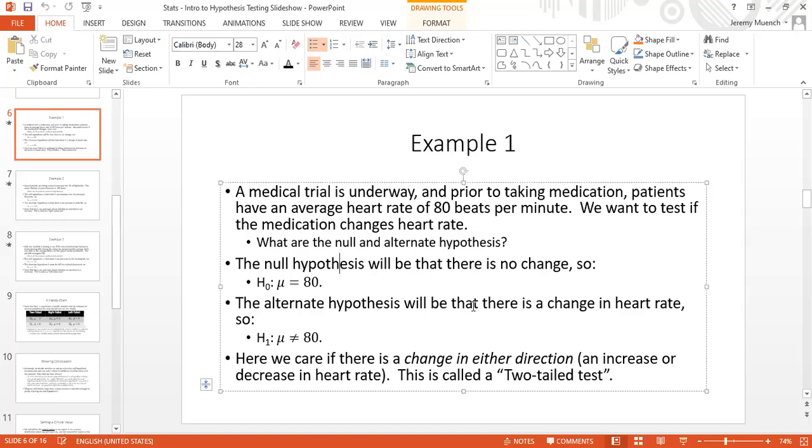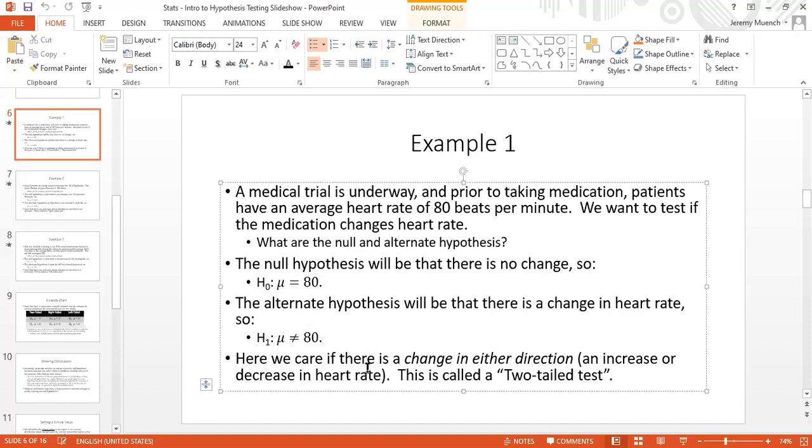The alternative hypothesis is that there is a change. So we say that H1 is that the mean is not equal to 80. And this is it. This is all we're doing here. So our null hypothesis is that the mean is 80. Our alternative is that the mean is not 80. And that's it.